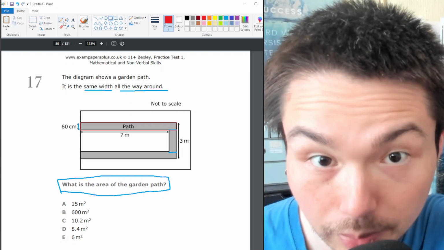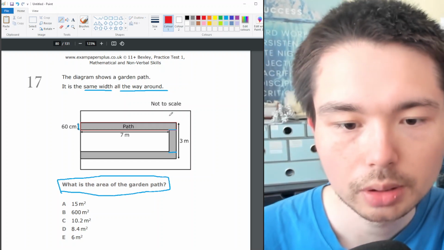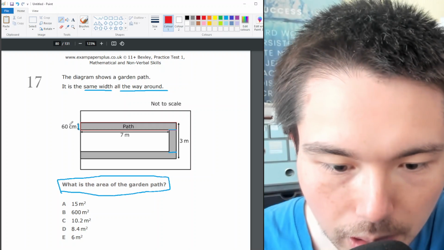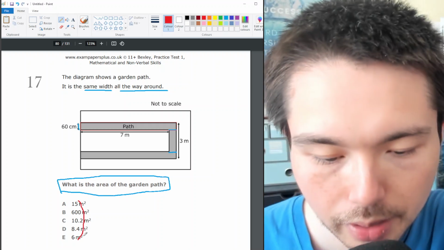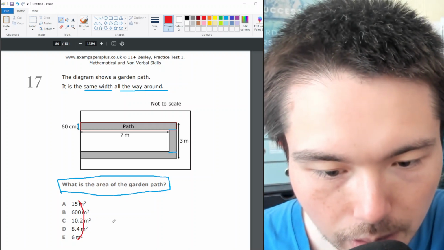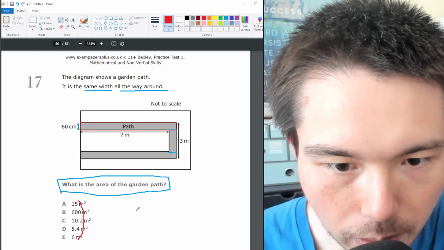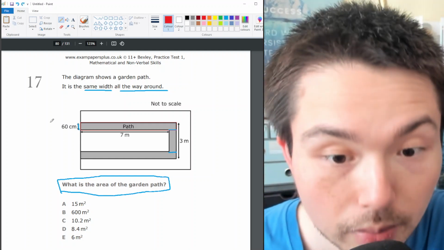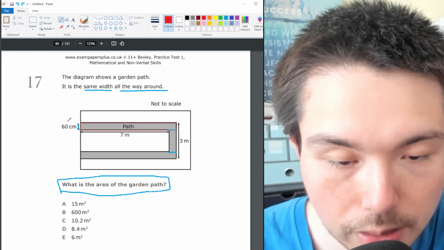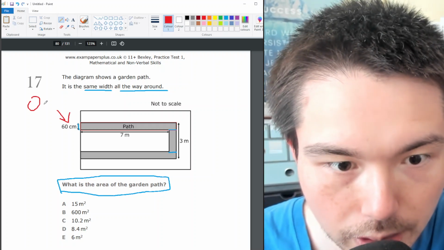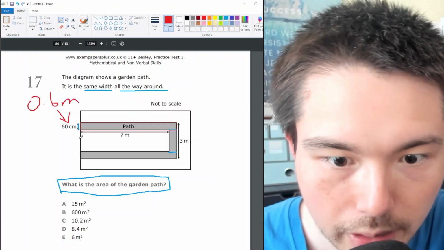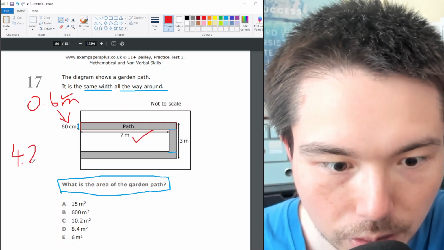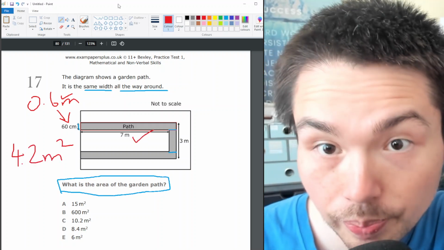Here, that red top bit. Well, what is that? The area for a rectangle is length times width. So 7 meters times 60 centimeters. But look ahead. Can you see? All the areas are in terms of meters squared. So that's what we want. We must change it into meters. Look at the first number, 60 centimeters is 0.6 meter. Now we do this times that, which will be 4.2 meters squared.